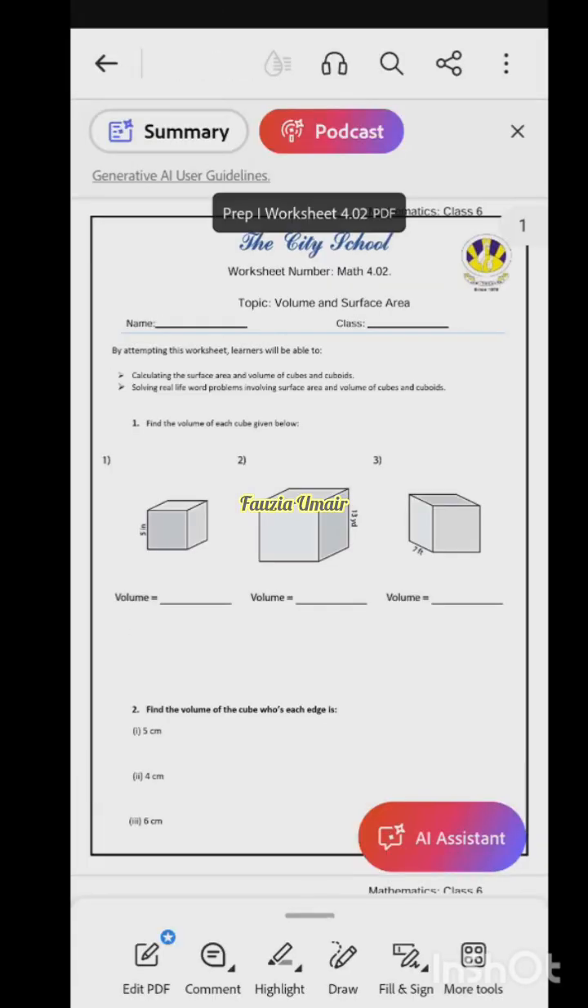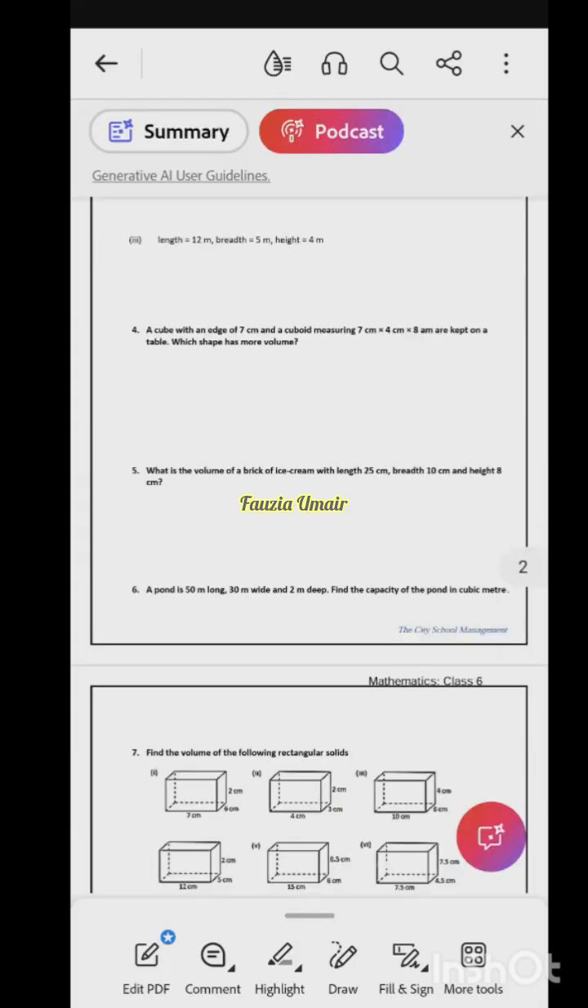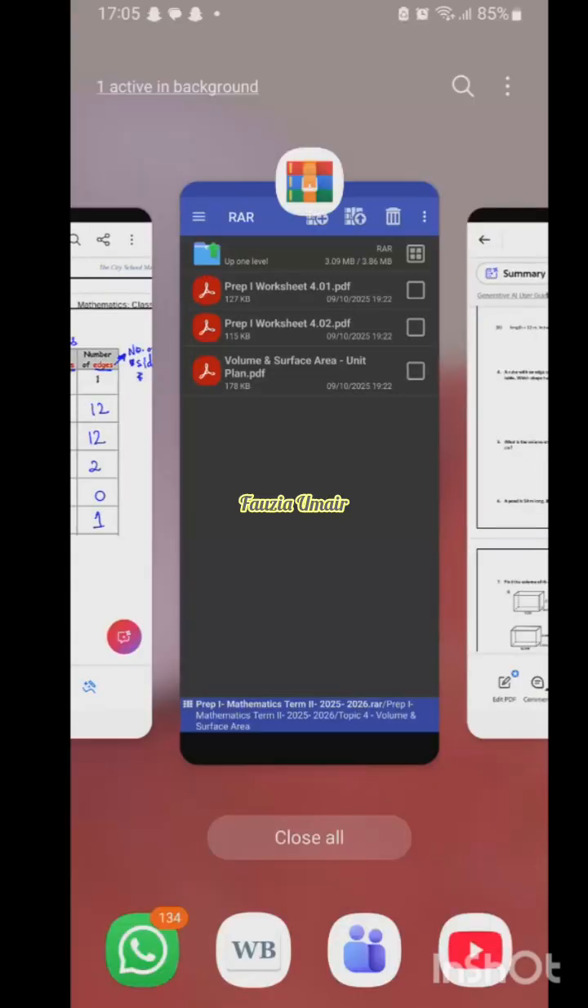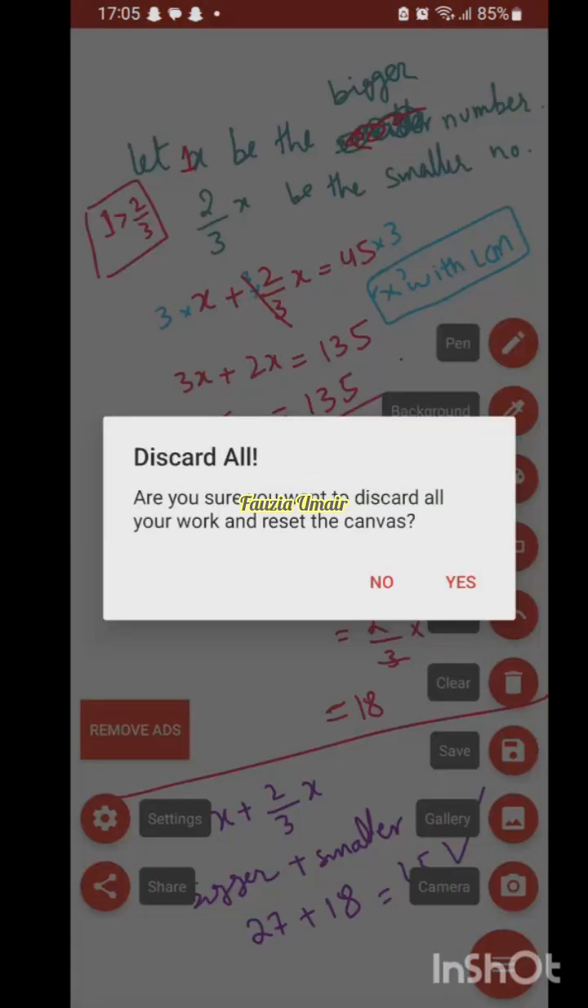Right. So this is the volume and the surface area questions. Before we start the next topic, let's first discuss what volume and surface area are. You have learned about volume in class 5 also. So can you tell me what is the volume of a cube?